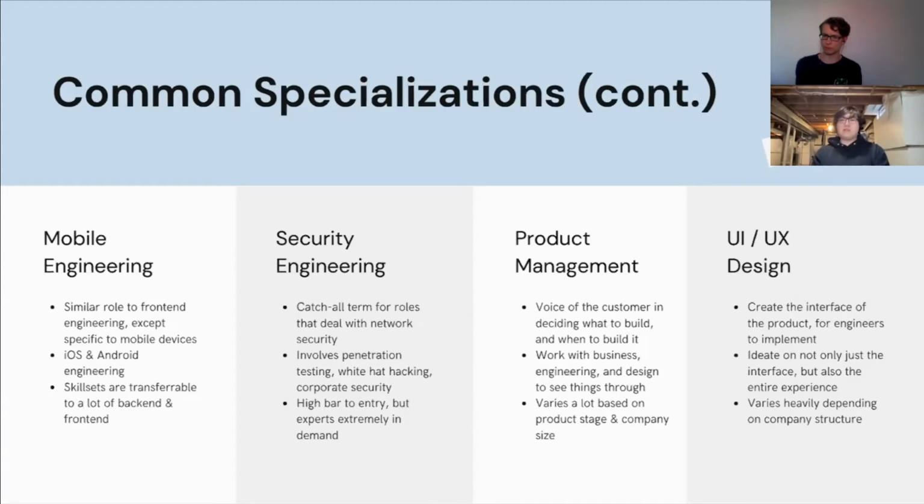Next up is UI UX design, where you're creating the interface of the product for engineers to implement. And there's a lot of different processes involved in getting to a design, notably ideating not just the entire interface, but also the entire visual and the user experience. Because with Amazon, for example, the entire experience from when you go to the website to when you check out is something that can be designed and curated to make more value for the company and for the user. It varies very heavily depending on the company structure.